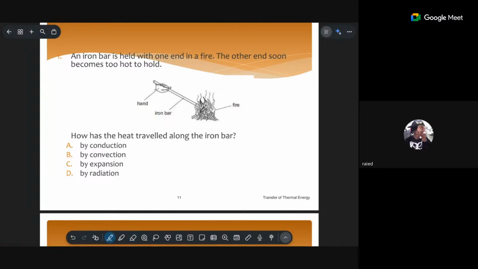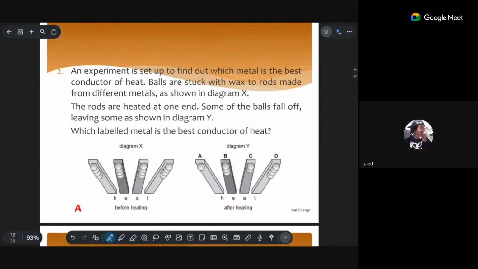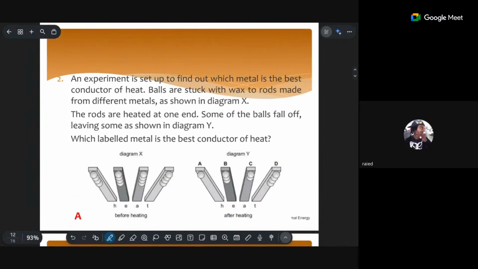The iron bar steel has one end in the fire, and the other end becomes too hot, because it transfers the heat by conduction. So these types of questions will be asked to you. Yes, the same question again.